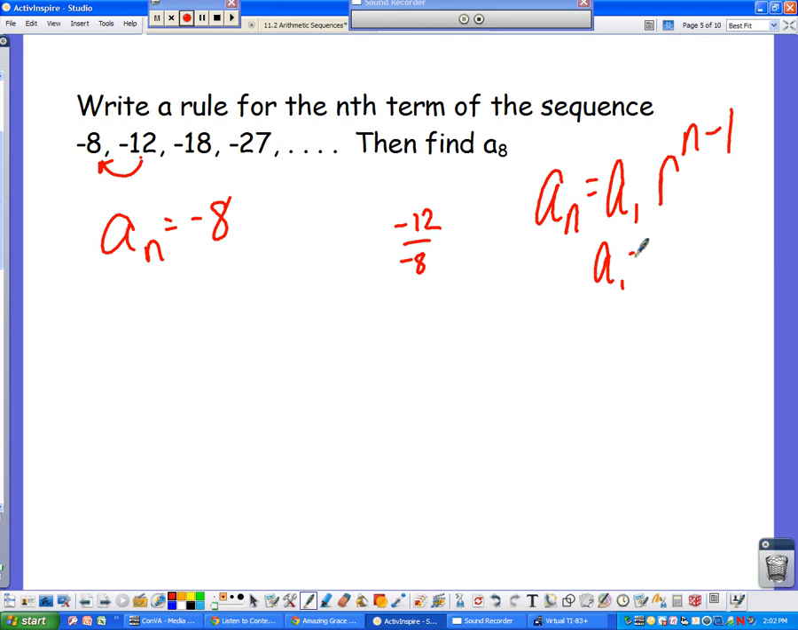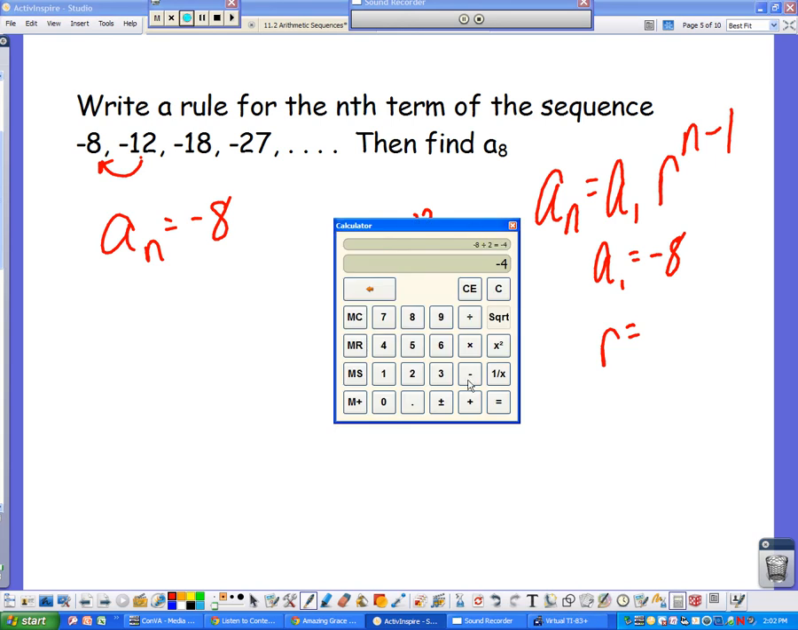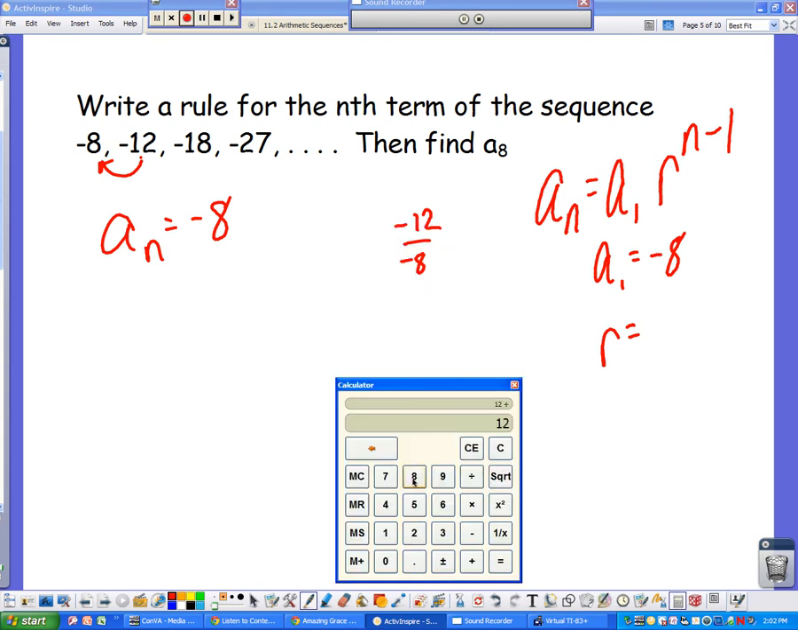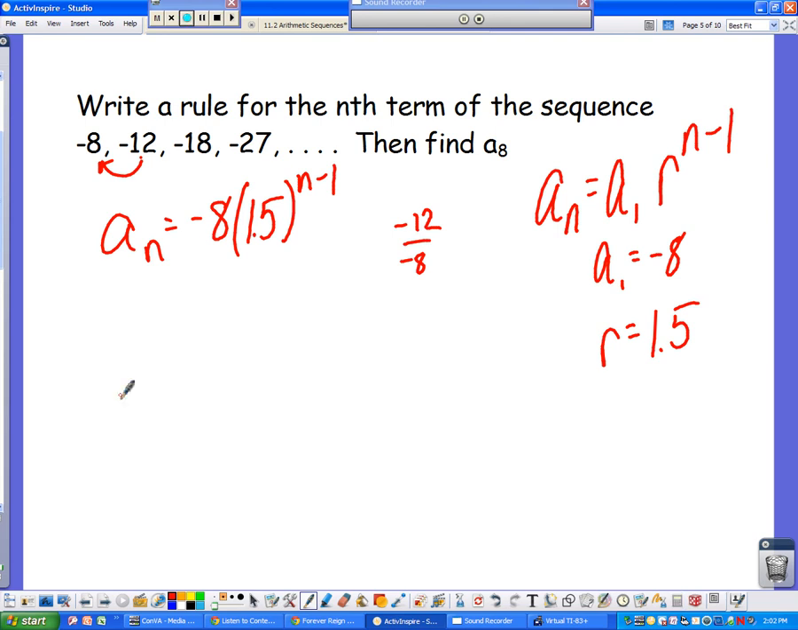So my a sub 1, let's do this first of all, was negative 8. I need to know what my r is. So is that a nice fraction? Because if it's a nice fraction, let's just turn it to a decimal. Absolutely, it ends up 1.5. Remember, a negative over a negative is a positive. And I'm writing the nth rule, so in this case, my n is going to be n. Okay? So make sure you put a times in there. r is 1.5, and I'm leaving n minus 1. And there is no simplifying to this one. That is it. Okay?